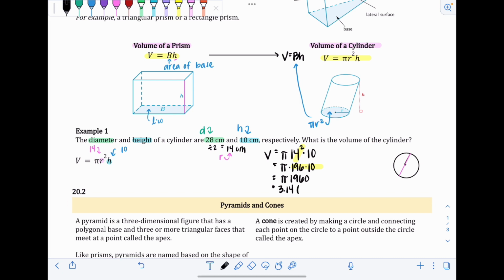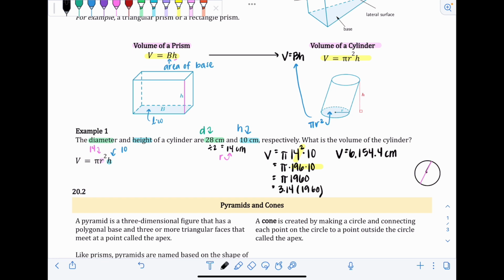So we'll do 3.14 times 1,960. Once we multiply those together, that'll give us our final volume. So 3.14 times 1,960 is, let's see, V equals 6,154.4. And then they give us the units in the problem, so we want to include it here. So it's in centimeters. I almost forgot, I can move this circle out of the way.